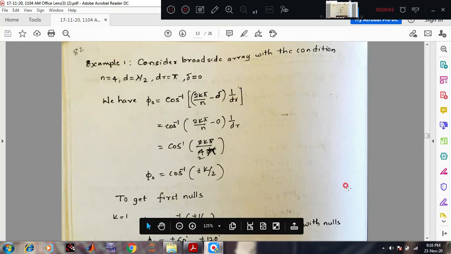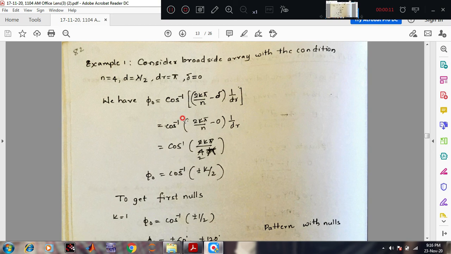Hello students. In today's class, we'll continue with the numericals on the radiation pattern. So, first numerical problem statement. Consider a broadside array with the condition that n is equal to 4, that is the number of elements, d is equal to lambda by 2, so it's the spacing, dr is pi, and delta is 0. We need to draw the radiation pattern according to these conditions.